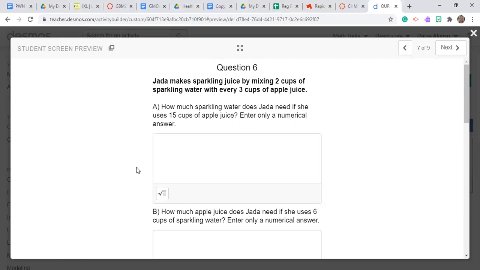Okay, part B, we're looking at the same prompt up here. Jada makes sparkling juice by mixing 2 cups of sparkling water with every 3 cups of apple juice. How much apple juice does Jada need if she uses 6 cups of sparkling water? Enter only a numerical answer. And I suggest that you set up a table here.